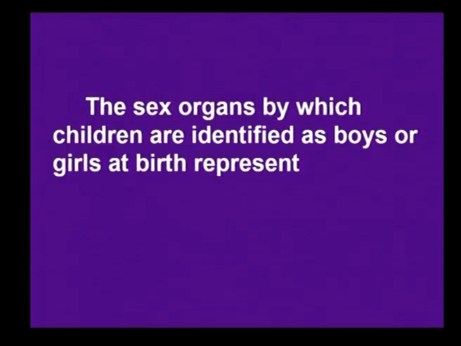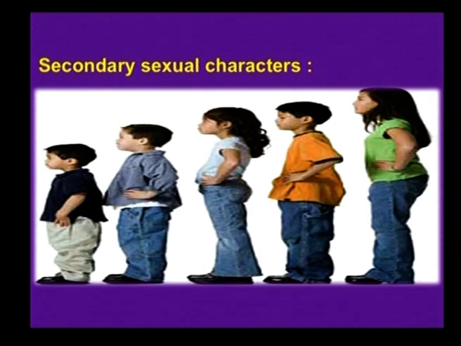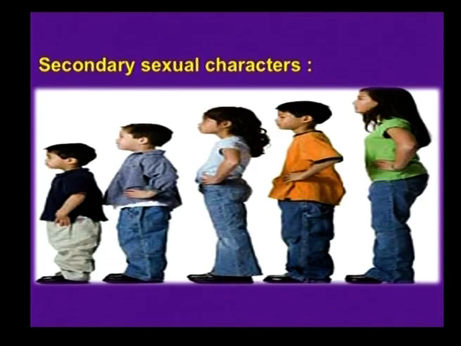The sex organs by which children are identified as boys or girls at birth represent primary sexual characters. Did you notice any changes? At this age, male sex organs like the testis and penis develop completely. The testis also begin to produce sperms. In girls, the ovaries enlarge and the ovum begins to mature. Ovaries also start releasing mature ovum.